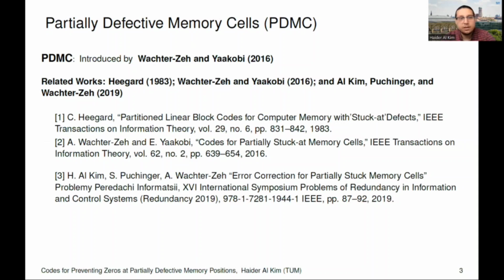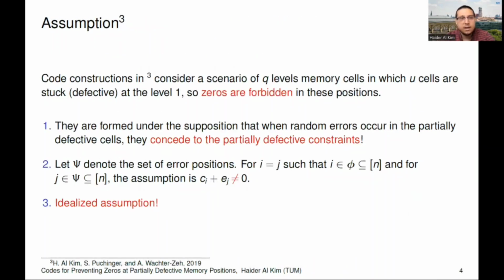The partially defective memory cell was introduced by Vakhtarza and Yaqoubi in 2016. Coding for memory with defects goes back to the 1970s, but we took our references because they consider error correction and defect masking code: Haggard in 1983, Vakhtarza and Yaqoubi in 2016, and our work in 2019. So these are our main three references here.